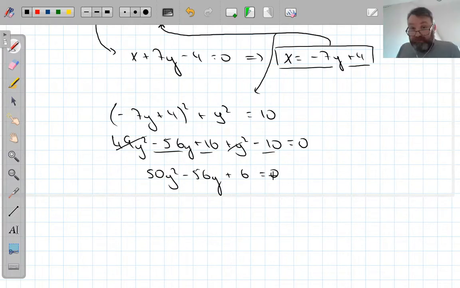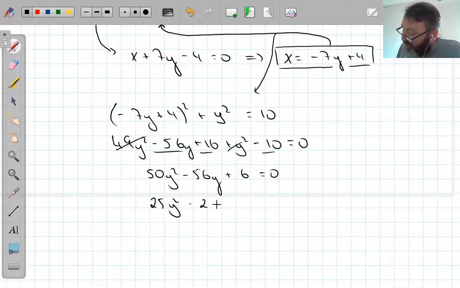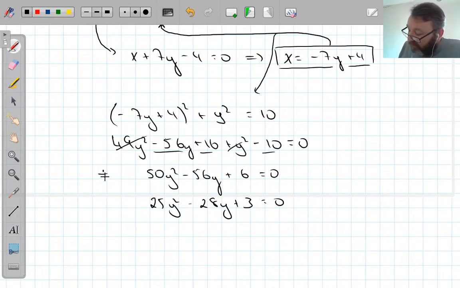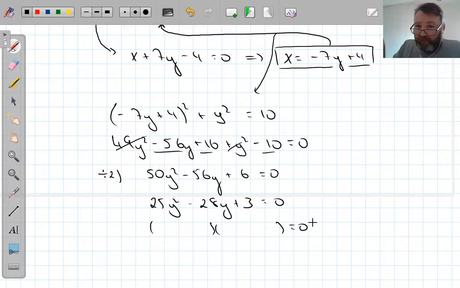So now I can divide across by 2, and that will give me 25y squared minus 28y plus 3 is equal to 0, which might just make it that little bit easier for us to solve. Divide across by 2. Okay, so let's open the brackets and see what we can do here. And I always test brackets. You can go straight to the minus b formula if you wish, but brackets sometimes are a little easier.